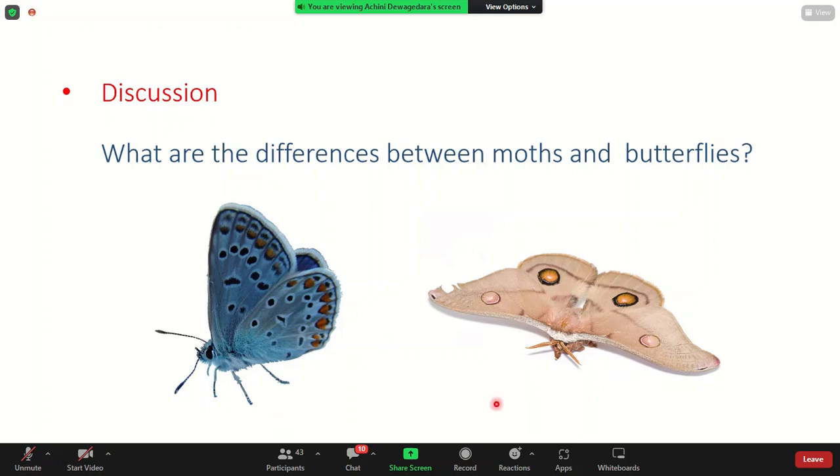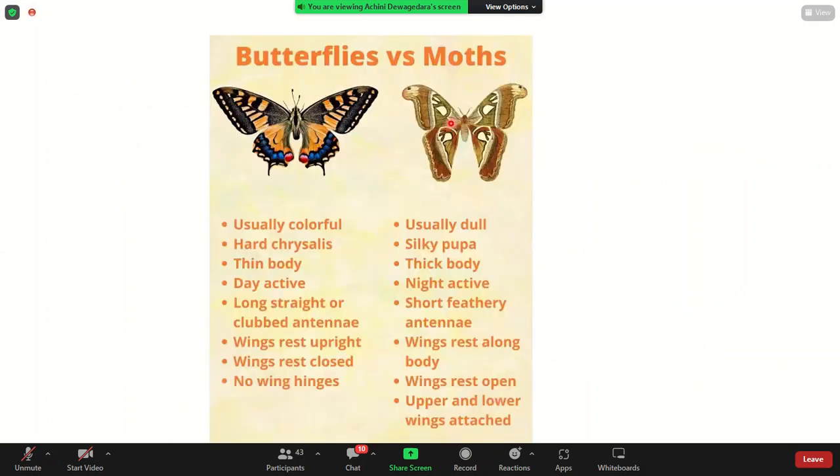Okay, let's see. So when we compare these two, even in this picture, you can see that butterflies have very attractive colors while moths have dull colors, right? And butterflies generally have a thin body while moths have a thicker, short body. And butterflies are active during the daytime and moths are active during the nighttime, right? And when you talk about the antenna, they have long, straight antennas, but here they have short, feathery antennas.